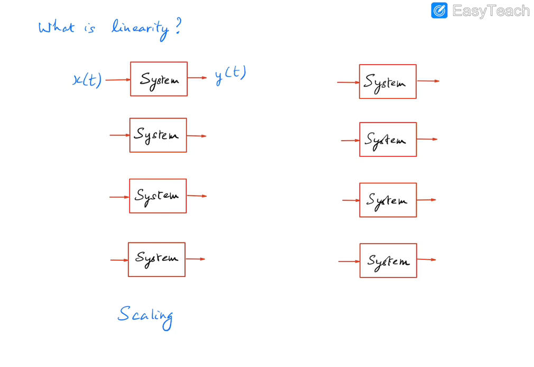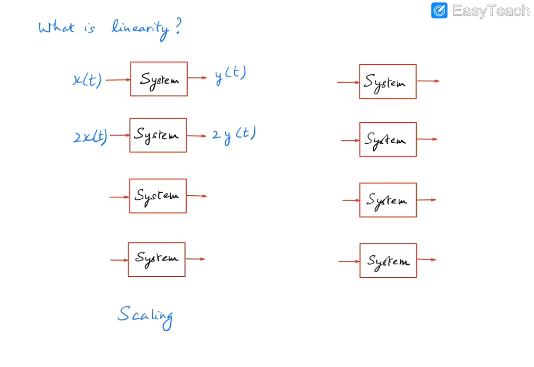Now what happens if the input is a scaled version of x of t? Let's say it is 2 times x of t. What would be the output of the system in that case? It will be a scaled version of the output y of t. So 2 times x of t will produce 2 times y of t. So any scaling of the input produces a corresponding scaling of the output as well.